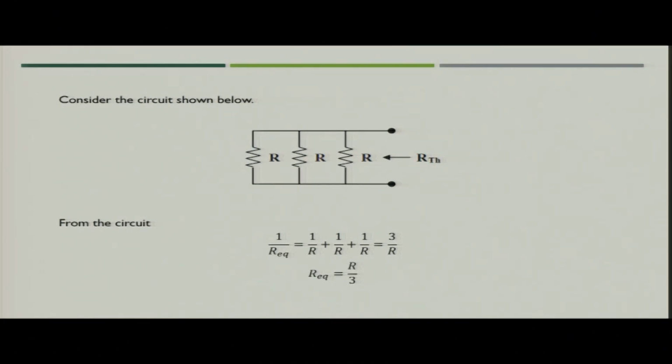Here you will see all the 3 resistances are in parallel. RTH is nothing but R equivalent across these two terminals, so you can write 1 upon R equivalent is 1 by R plus 1 by R plus 1 by R. So, this will become 3 by R. Therefore, the R equivalent which you will get is R by 3.